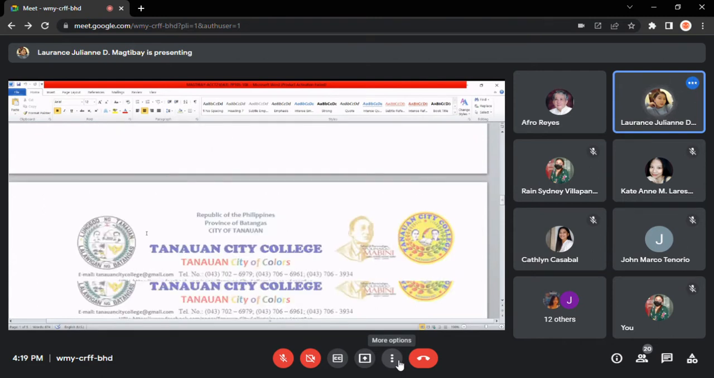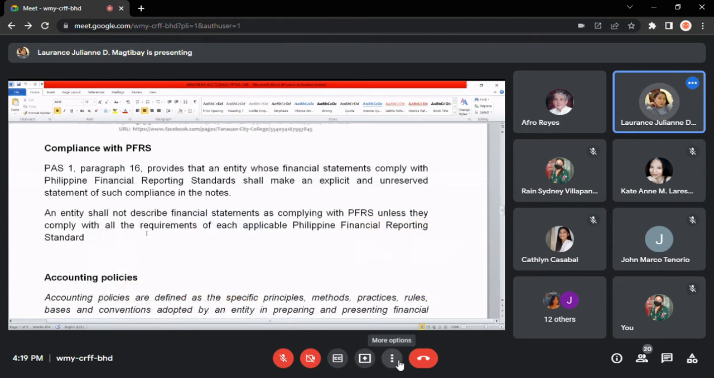So next, compliance with PFRS. PAS 1, paragraph 16 provides that an entity whose financial statements comply with Philippine Financial Reporting Standards shall make an explicit and unreserved statement of such compliance.